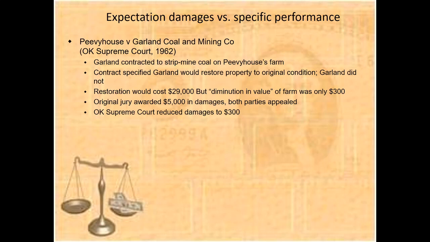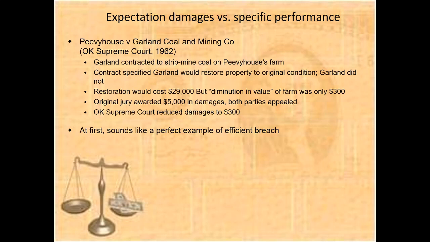Both parties appealed. The original court said, since you have only $300 diminution of value, it even gave a damage of $500. In both cases they appealed. So the Supreme Court reduced the damage to $300. Why?